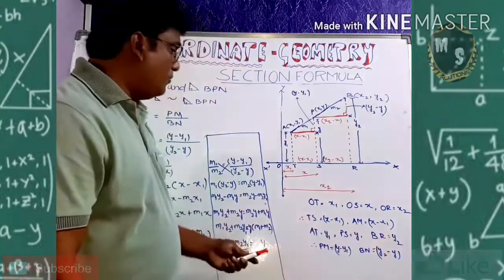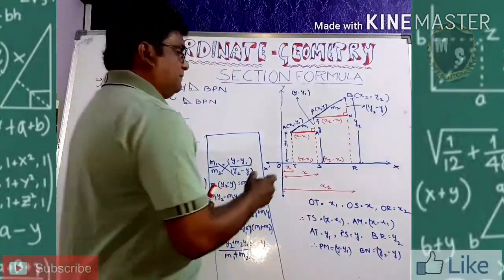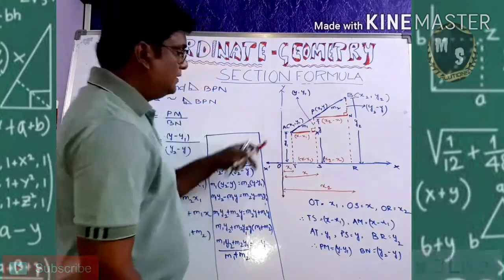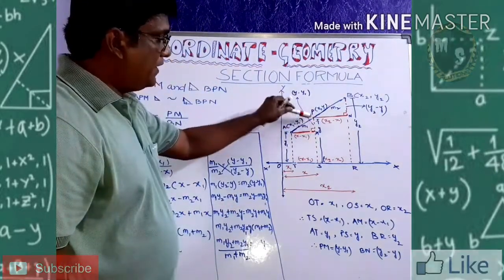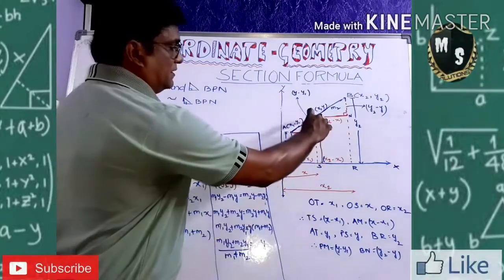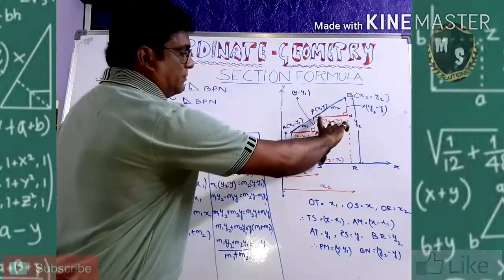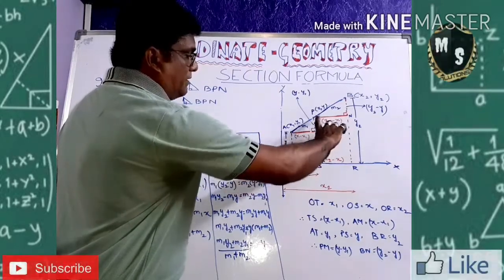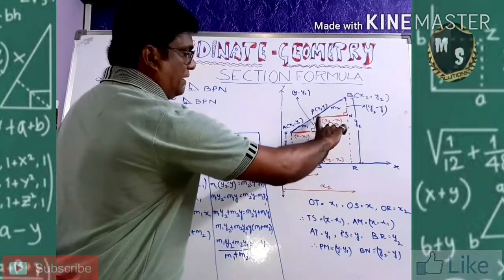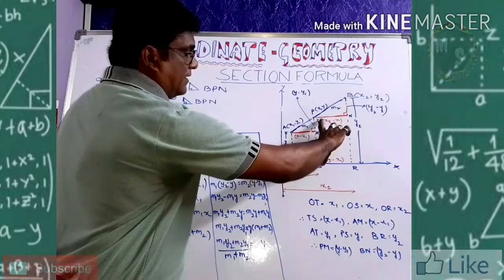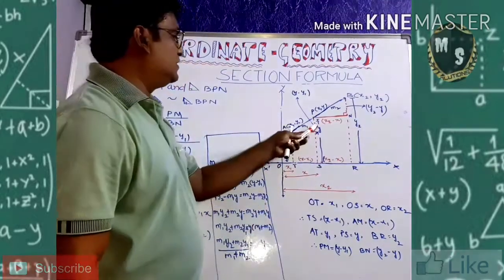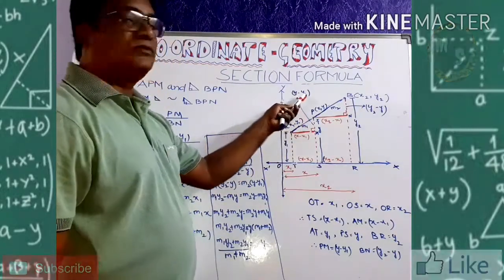Now what is the PM? See this one, P2M. So this measurement, this one is the big one. Then what is this one? This one is y1. So y minus y1, because this is y1. See my hand. So this measurement I wrote here, y minus y1.